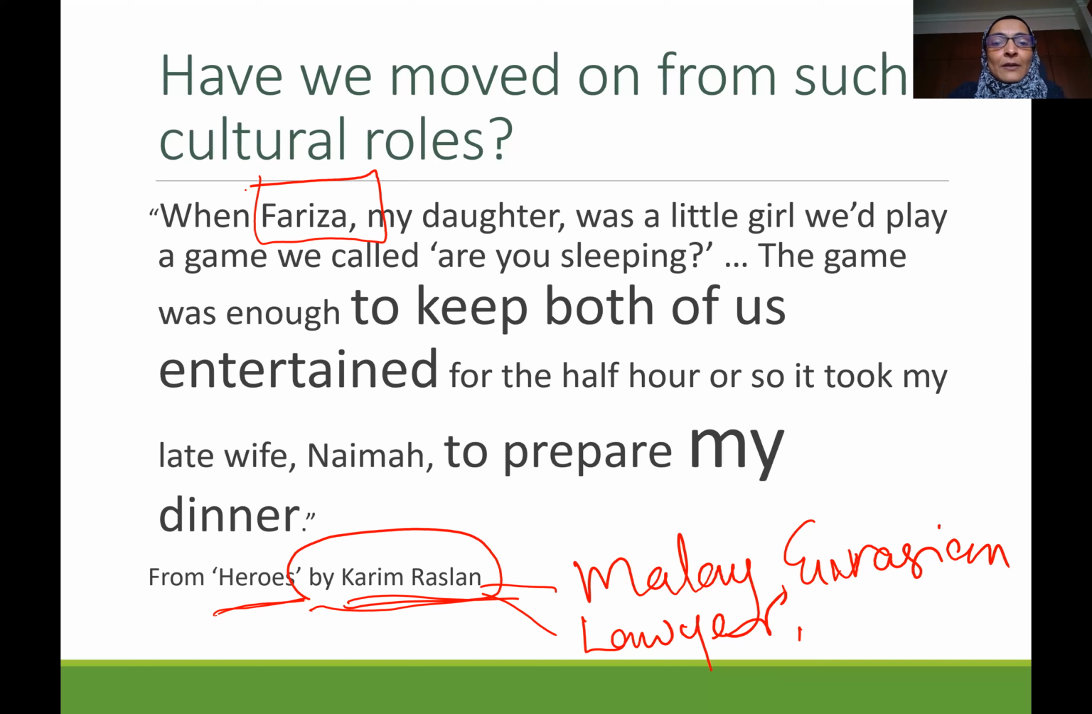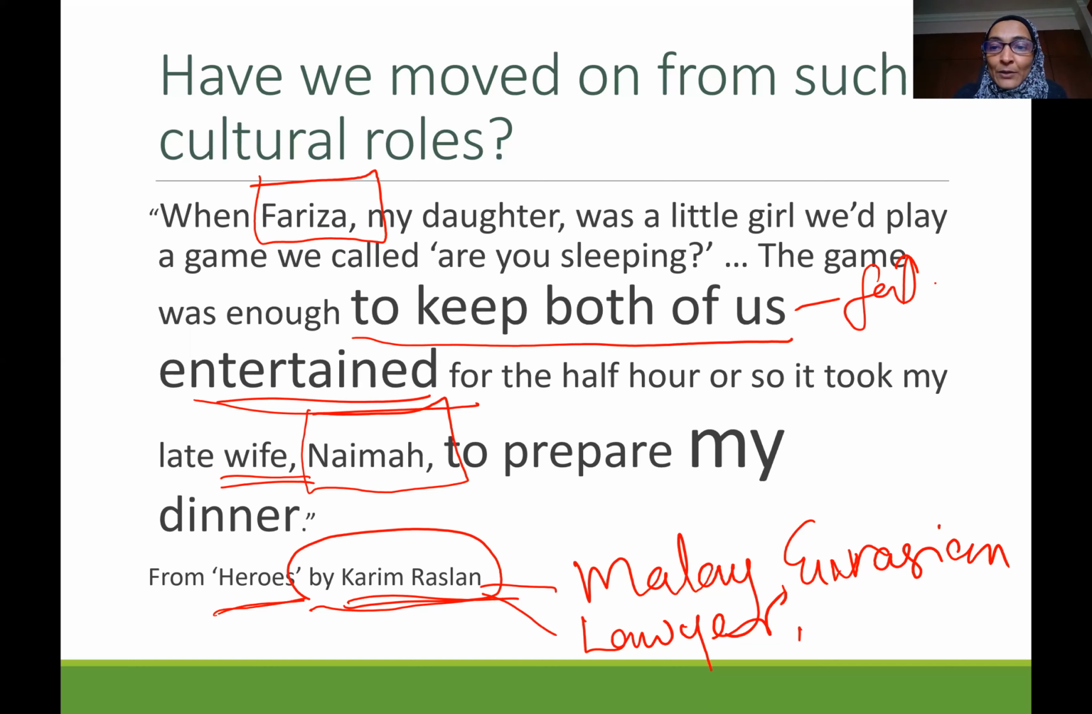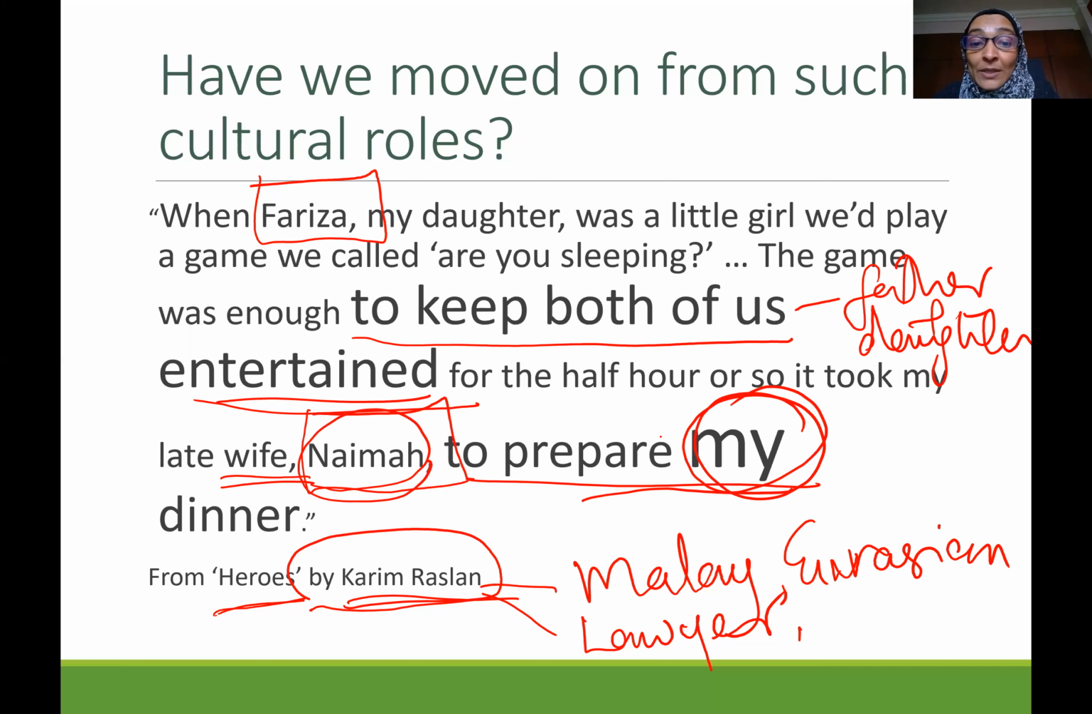Fariza is a female character. Naima is also a female, the wife. Look at the opening of this story called Heroes. "When Fariza, my daughter, was a little girl, we played a game we called Are You Sleeping? The game was enough to keep both of us entertained, for the half an hour or so it took my late wife, Naima, to prepare my dinner." Not our dinner, my dinner. So there is that element of patriarchal values being imposed here. Dinner is prepared by the wife for the husband, and the husband will entertain himself whilst the wife is in the kitchen preparing. So you see cultural roles incorporated in just this one statement.